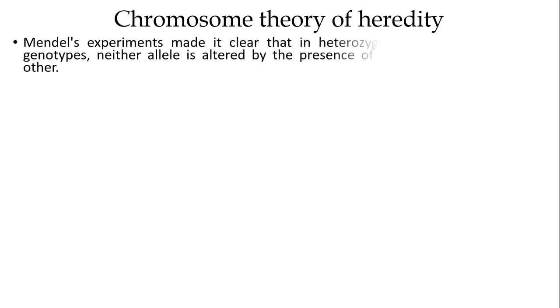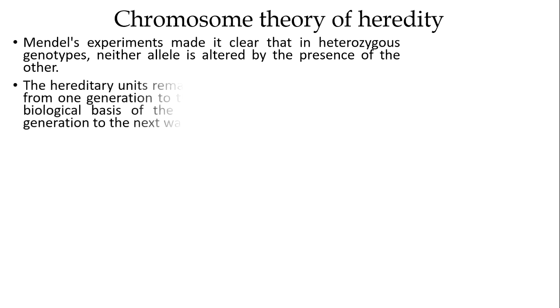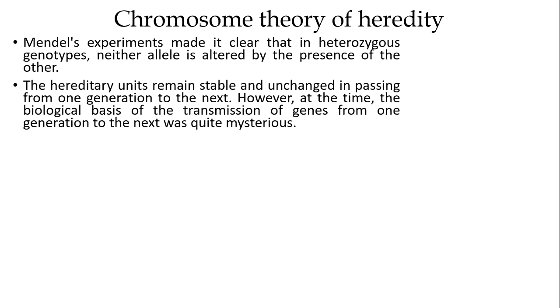Mendel's experiments made it clear that in heterozygous genotypes neither allele is altered by the presence of the other. Also, the hereditary units remain stable and unchanged in passing from one generation to the next. However, at the time the biological basis of the transmission of genes from one generation to the next was quite mysterious. Now a question arises: how did the chromosome theory take shape?